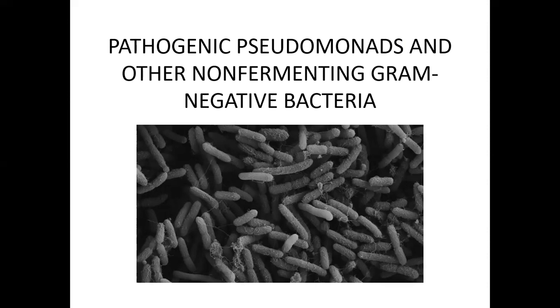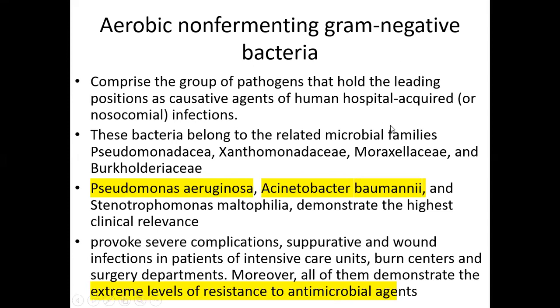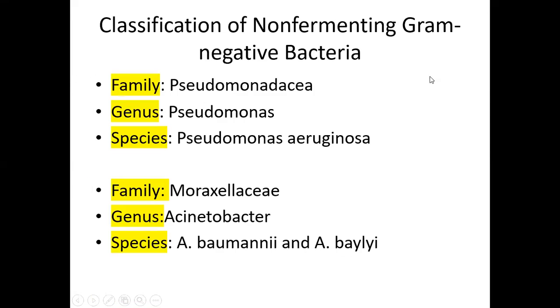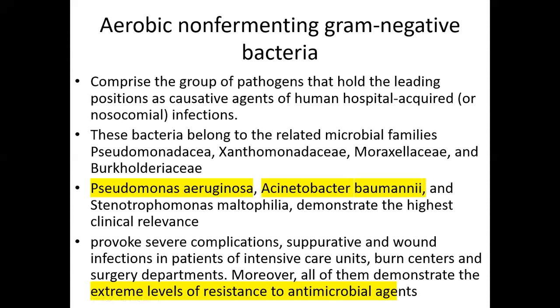Pathogenic Pseudomonas and other non-fermenting gram-negative bacteria. Classification. Aerobic non-fermenting gram-negative bacteria comprise a group of pathogens that hold a leading position as causative agents of human hospital-acquired or nosocomial infection. These bacteria belong to the related microbial families Pseudomonadaceae, Xanthomonadaceae, Moraxellaceae, and Burkholderiaceae.